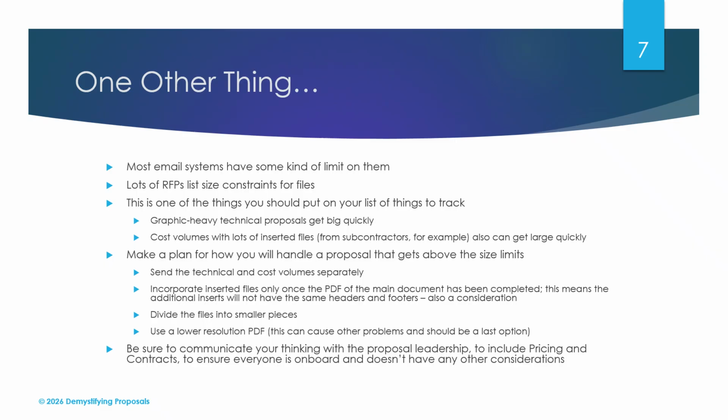Send the technical and cost volume separately, for example, or incorporate inserted files only once the PDF of the main document has been completed. This means the additional inserts will not have the same headers and footers, however, which is a consideration. Or divide the files into smaller pieces, or use a lower resolution PDF. This can cause other problems and should be only used as a last option. Be sure to communicate your thinking to the proposal leadership, to include pricing and contracts, to ensure everyone is on board and doesn't have any other considerations.